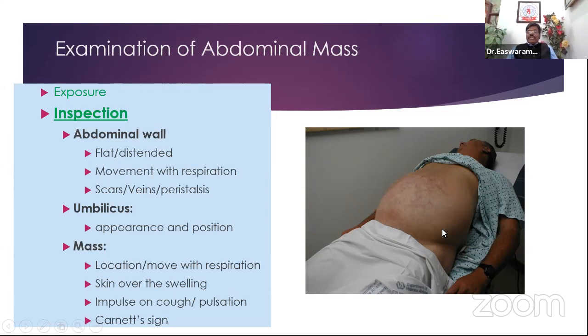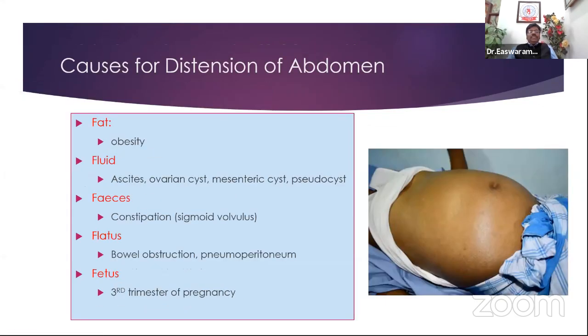The abdomen is diffusely distended. That's all. But if there is a mass, then you go for a description of the mass. Okay, we'll come to that in a minute. But when you see a distended abdomen, they'll ask you. Sometimes the examiner asks, tell me a few causes for distension of the abdomen. This is one of the mnemonics, often you know, but use it sensibly. That's what I'm telling you.